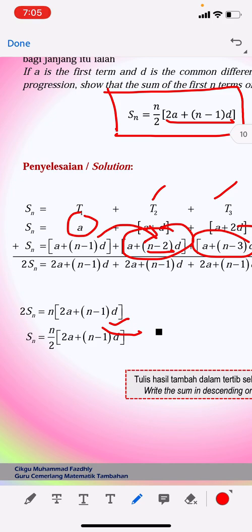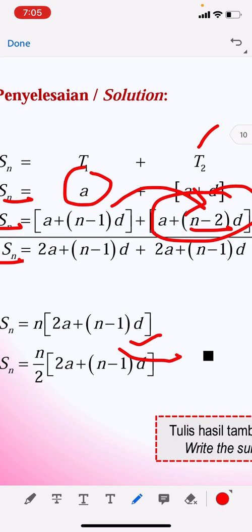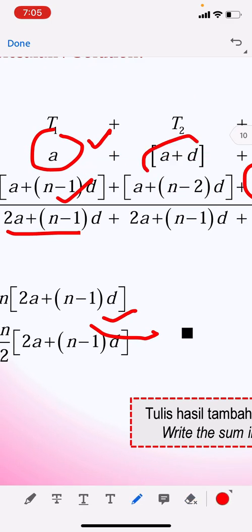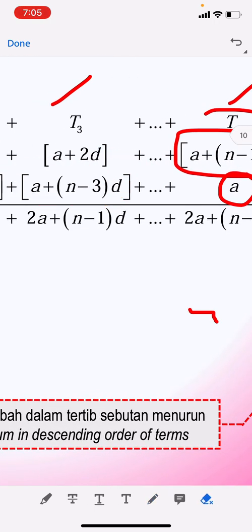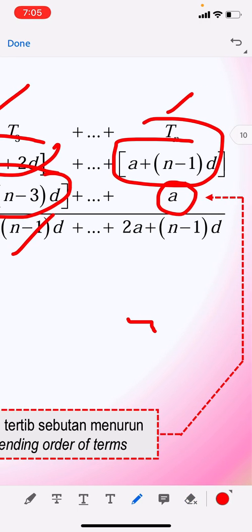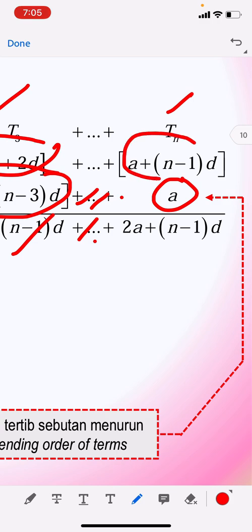That means we just reverse the Sn. So we plus it, you got 2Sn. If you plus these two, this one plus this one, you get this, right? Keep on repeating. Every term in between will be the same, so we don't have to show everything in between. We just show the first three terms and the last term. So this one plus this one, you get 2A plus n minus 1D.